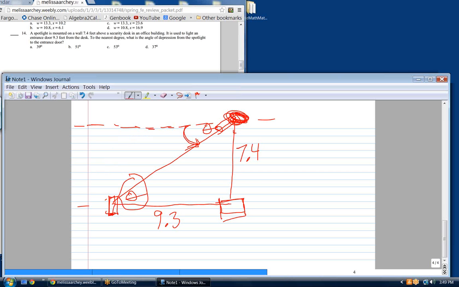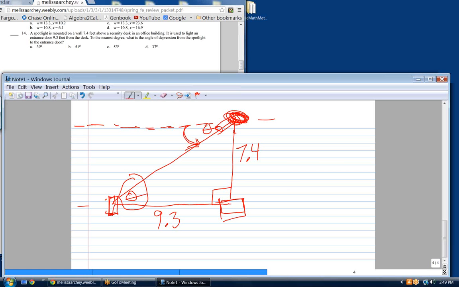Well, then wouldn't it be a 45-45 triangle? No, it's not 45-45. We know this is 90 here, but we don't know what this angle is. All we know is the height of this triangle is 7.4 and the length is 9.3. Right, but if all triangles have to add up to 180, and they have to be the same angle, wouldn't it have to be 45-45?